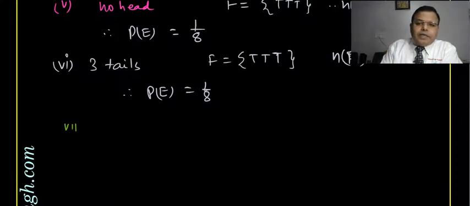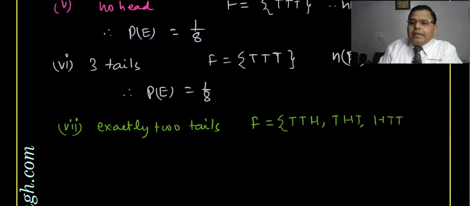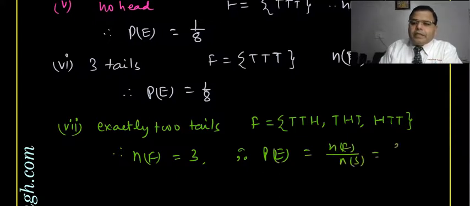The seventh part is exactly two tails. So the favorable outcomes are tail, tail, head; tail, head, tail; and head, tail, tail. These are the 3. So the number of favorable outcomes is 3, and therefore the probability of the event is NF by NS, that is 3 by 8.